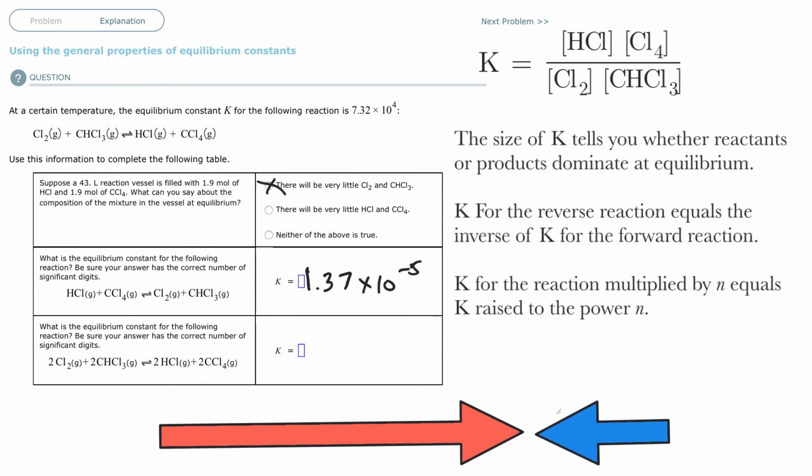And then the last one is doubling everything and asking what your K is. So if all your coefficients are doubled, then your K must be squared. So I take my original K, 7.32 times 10 to the 4th, square it, and then I want 3 significant digits, and I get 5.36 times 10 to the 9. Okay, hope that helps.